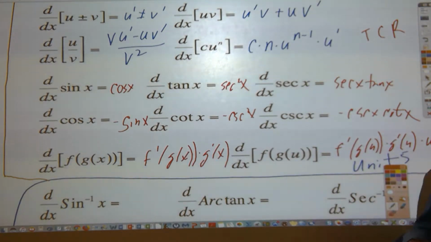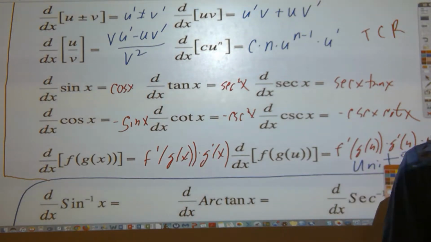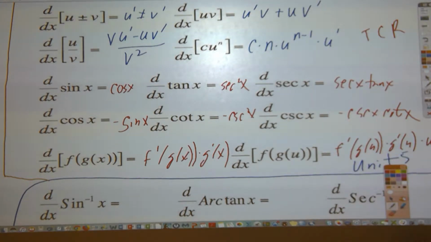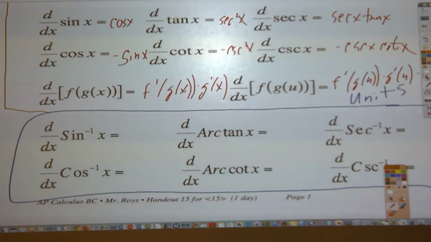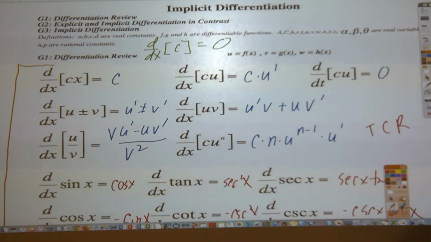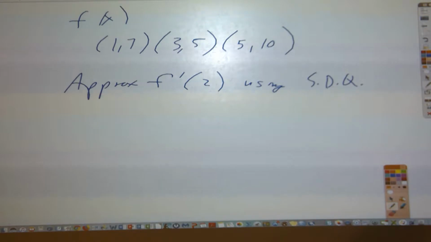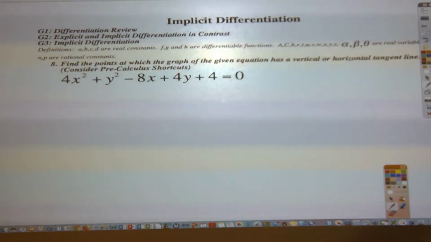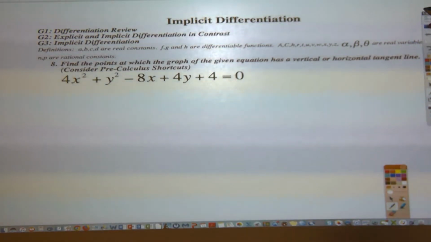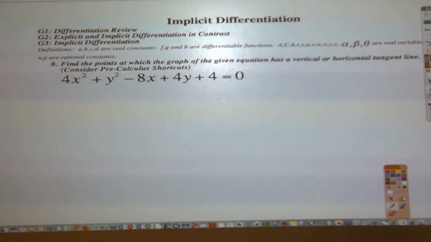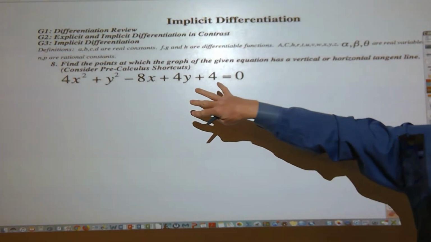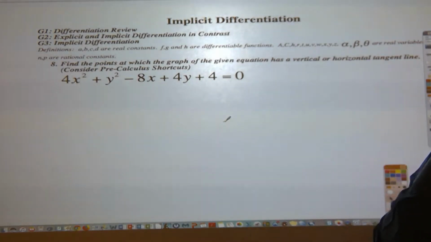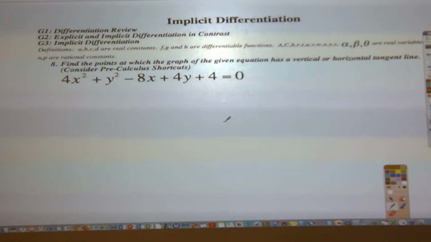So that's the review. I'm not going to take time to go over that a lot. It's a review of stuff you should know, and you can use that to study. On this handout, implicit differentiation, we didn't finish all of this yesterday. I want to look at a couple of things we did not look at yesterday. One is this page right here. It says find the point at which the graph of the given equation has a vertical or horizontal tangent line. Turn to the page in your handout that has this, just for the sake of completeness in our notes.